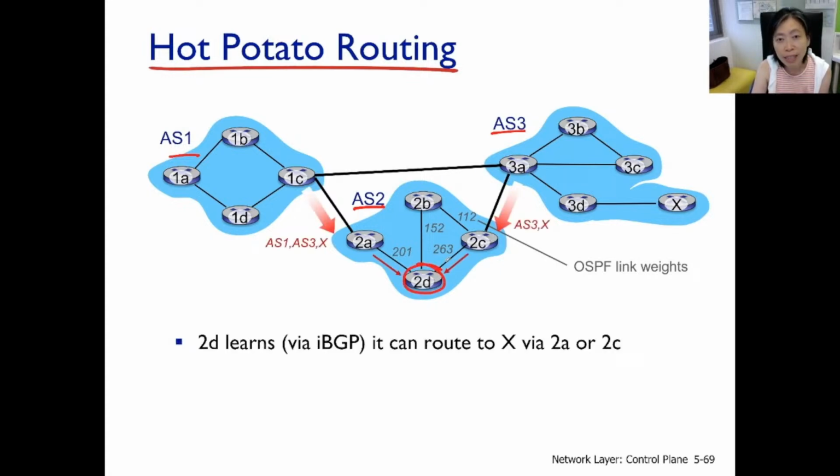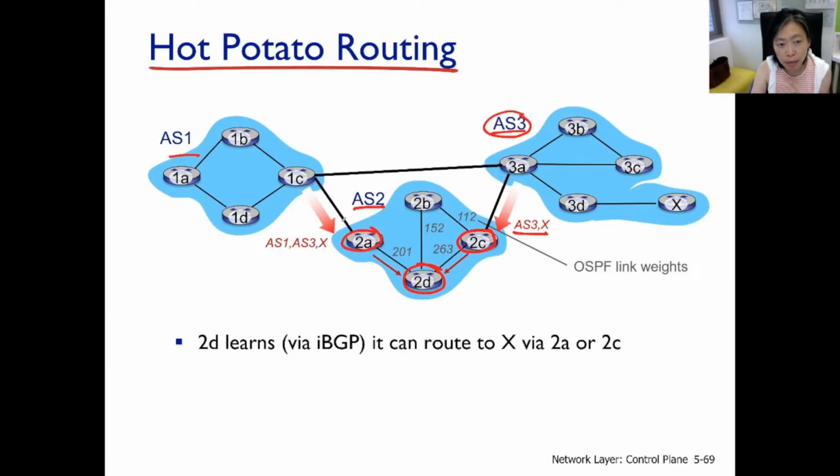So the router now in question is 2D. 2D here actually sees 2 AS paths. One AS path is coming from 2C. 2C is the gateway router connecting to AS3, which it receives a path to X: AS3, X.